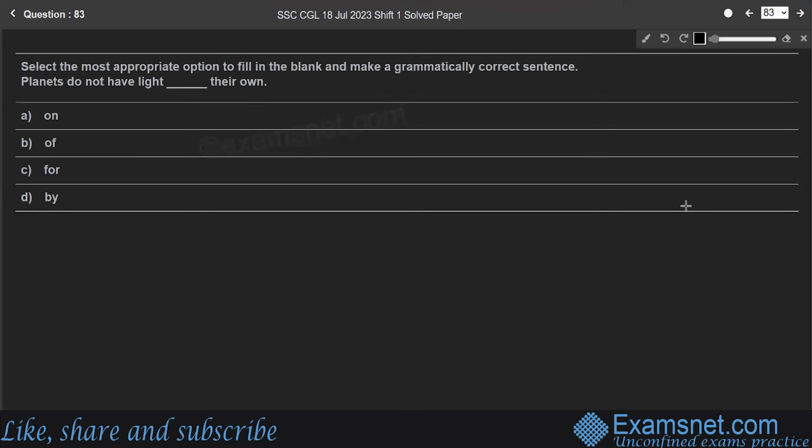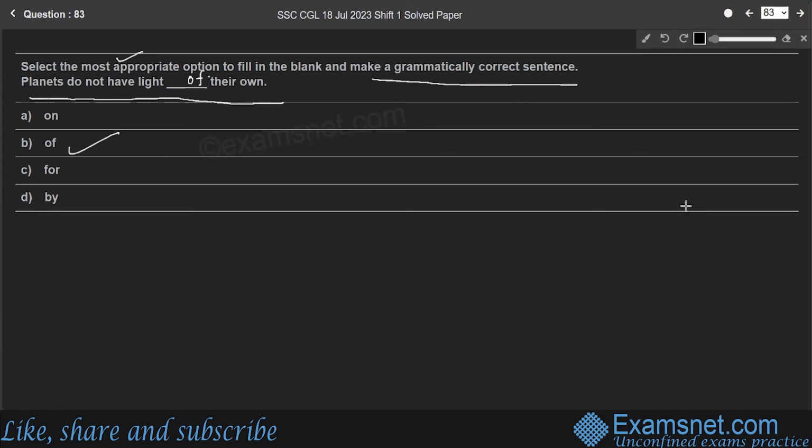Question 83. Select the most appropriate option to fill in the blank and make a grammatically correct sentence. Planets do not have light dash their own. So they do not have light of their own. Right? Of is the correct word. Option B is the right answer.